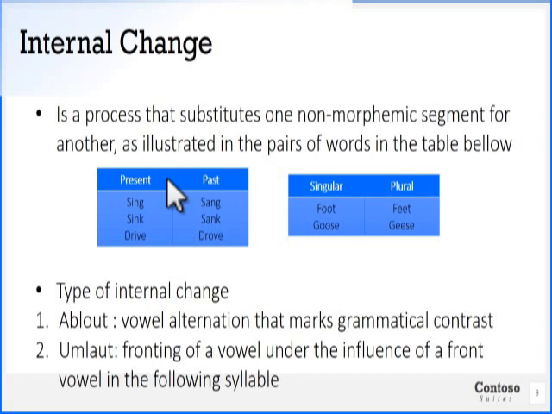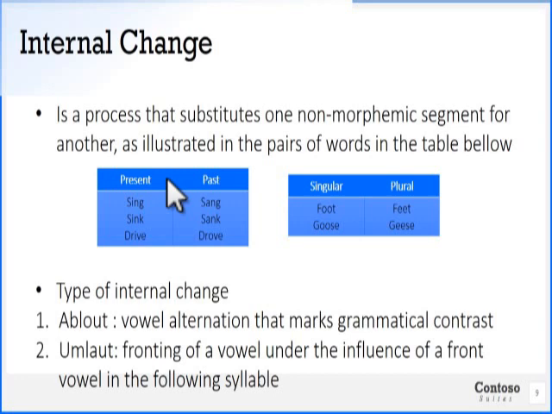And then drive, drove. This is a grammatical change, a grammatical marker. We also have a plural marker, the process of plural, for a singular word like foot, which becomes feet, with e. Goose, geese. The change is only in the vowel. That is called internal change.